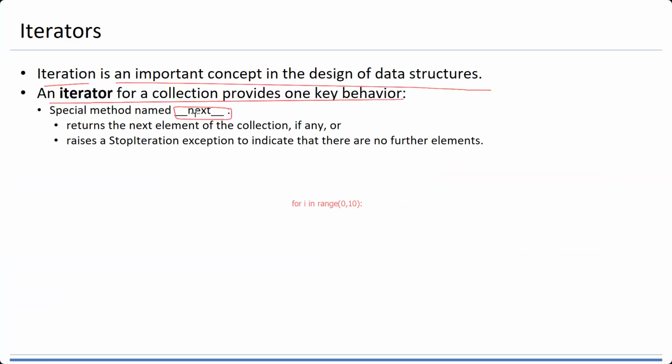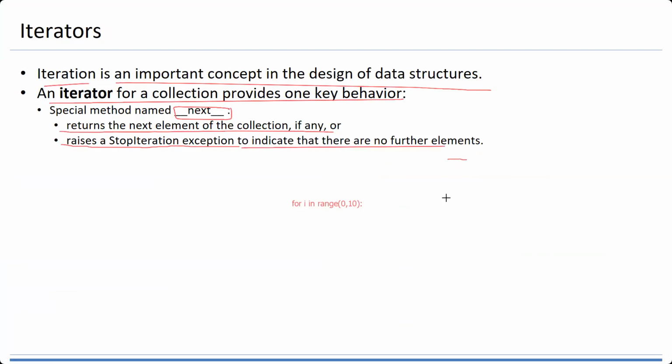The underbar next returns the next element of the collection, if any, or it raises the stop iteration exception. It is to indicate that there are no further elements.